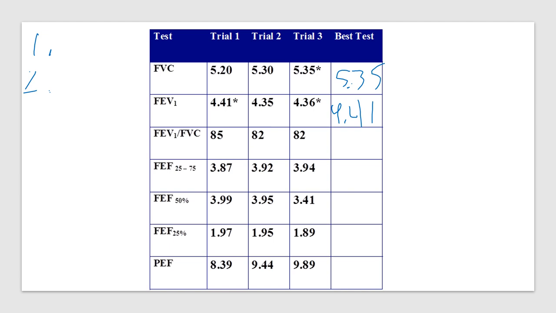Now is the fun part, if you will. I'm going to do some mathematics. Yay. I'm going to take these two, the FVC and FEV1, and I'm going to add them together. Let me change colors here. All right. So I'm going to add 5.2 to 4.41, which is 9.61.